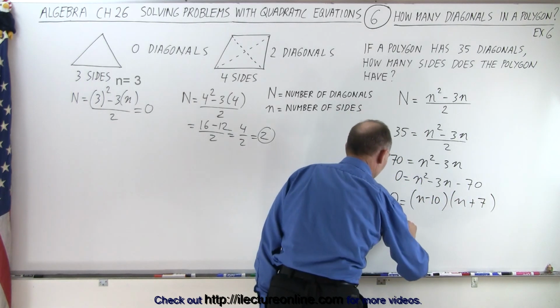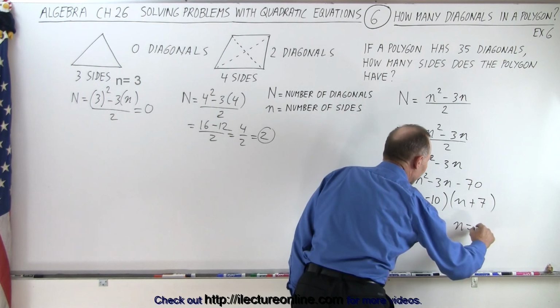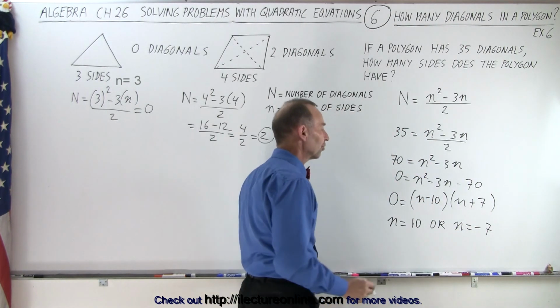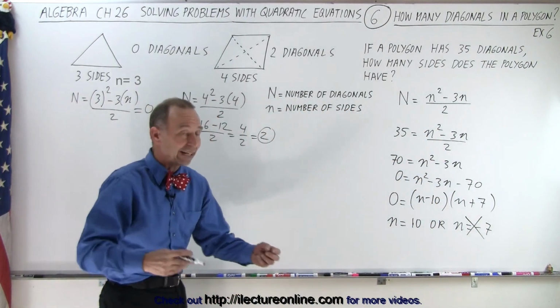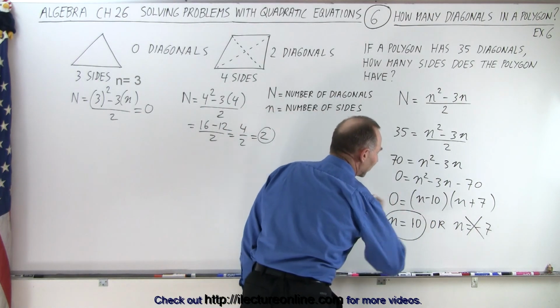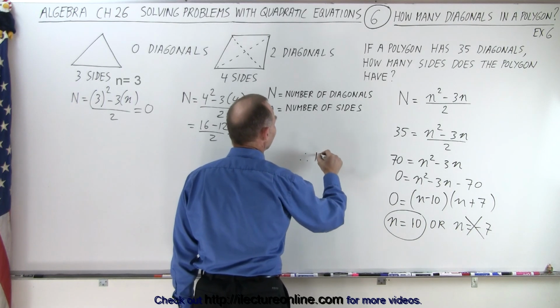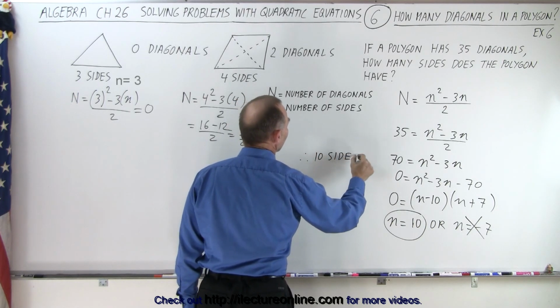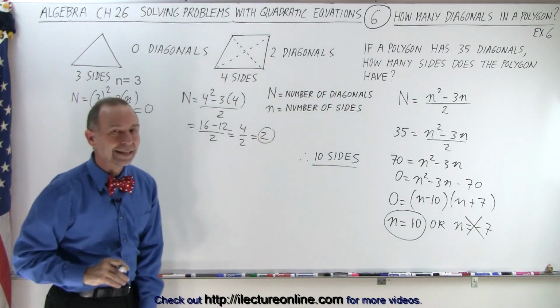So therefore, the answers are n is equal to 10 or n is equal to negative 7. Of course, negative 7 is not a good solution. There cannot be negative 7 sides to a polygon. So the only solution we have is that we have a polygon with 10 sides. So therefore, 10 sides will result in a total of 35 diagonals. And that is how it's done.